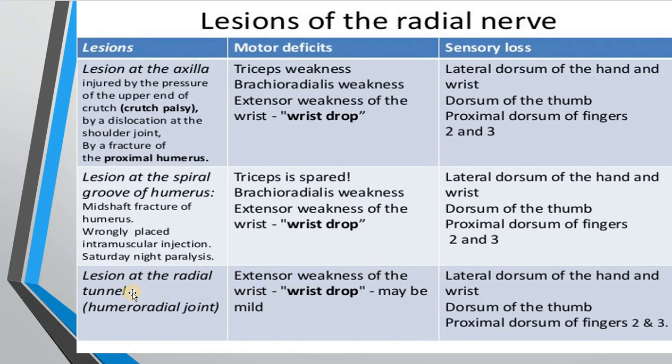Lesion at the level of the radial tunnel: again, the triceps is spared here. At the humeroradial joint, extensor weakness will be very prominent or sometimes very mild. The sensory loss is at the lateral dorsum of the hand and wrist, the dorsum of the thumb, and the dorsum of fingers 2 and 3. So a lesion at the spiral groove of the humerus or a lesion at the radial tunnel will have similar symptoms. The sensory loss will be similar in each of them.